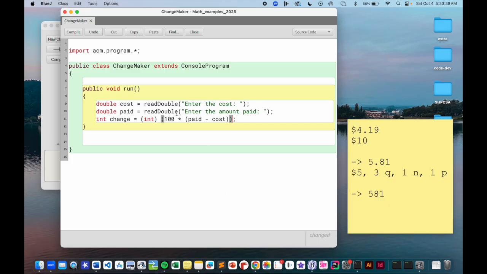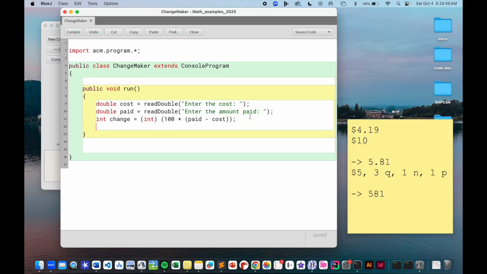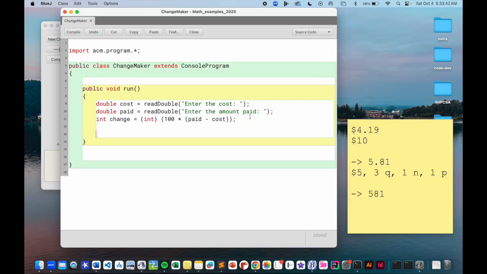Cool. So now this should be my amount of change. And now we have to go about thinking how many dollars, how many quarters, how many dimes, how many nickels, how many pennies. And like I said, we're going to use a combination of modding and integer division to do that. Let's think about the number 581.